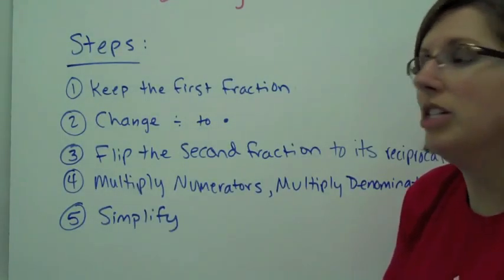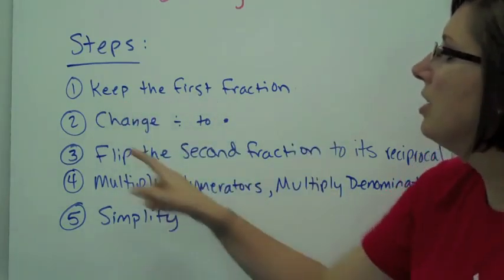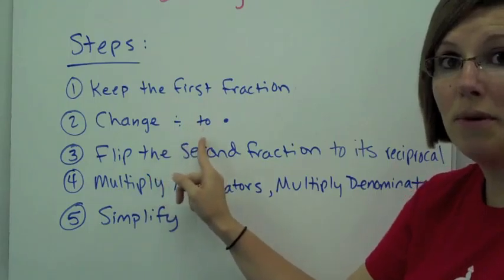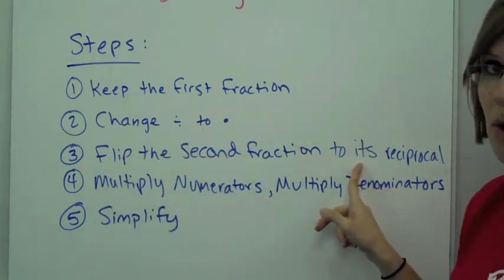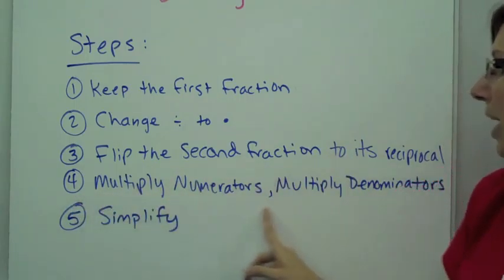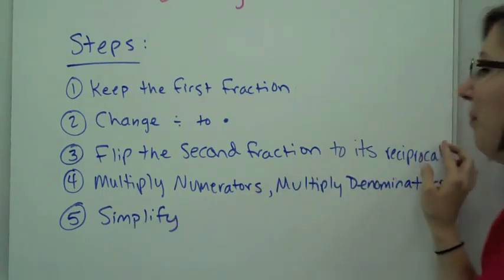Steps to dividing fractions. First, keep the first fraction the same. Second, change division to multiplication. Third, flip the second fraction to its reciprocal. Fourth, multiply numerators, multiply denominators, and fifth, simplify.